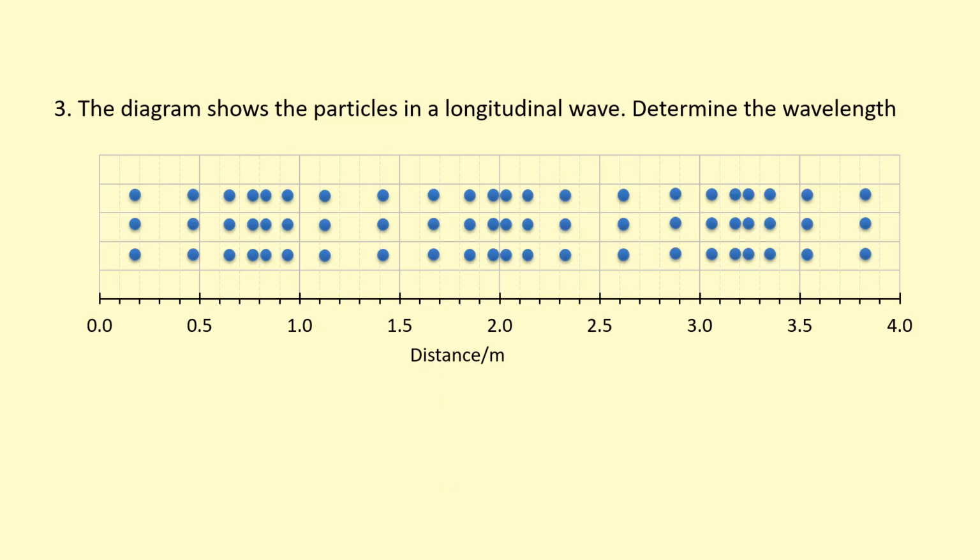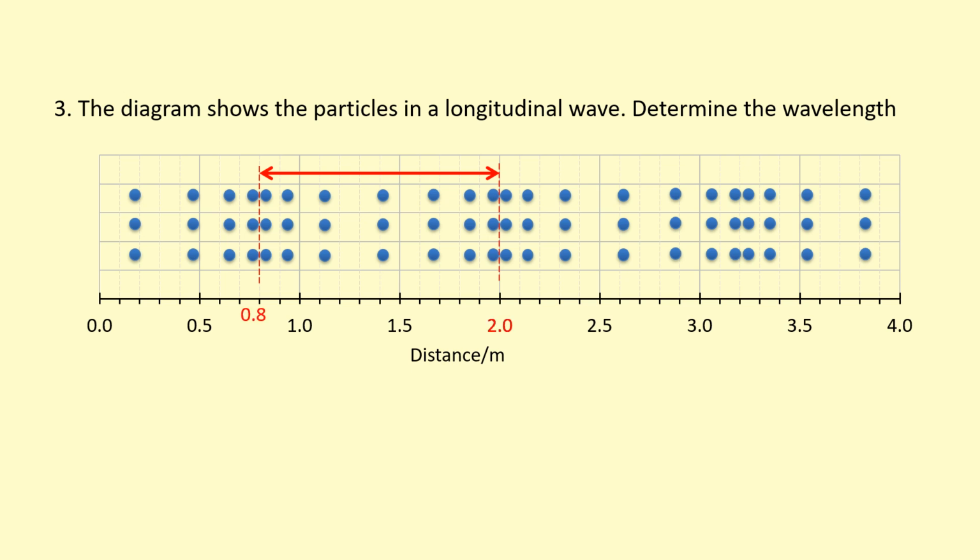Okay, third and final example, the diagram shows the particles in a longitudinal wave. Determine the wavelength. So you need to recall the definition of wavelength. It's the distance from one point to the exact same point on the next wave. So all I do is find one point on this wave and find the exact same point on the next one. So for example, from where the particles are quite compressed together, that's called a compression, and all the way to the other one, the next one along.